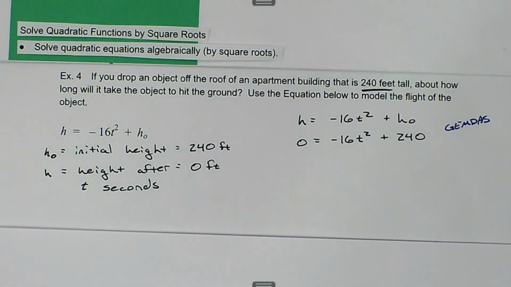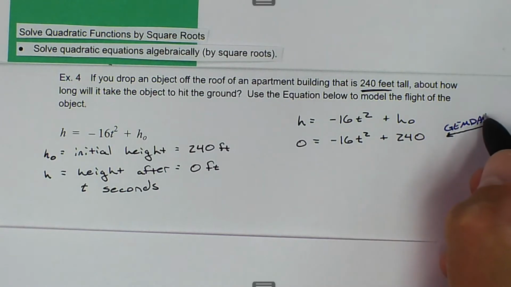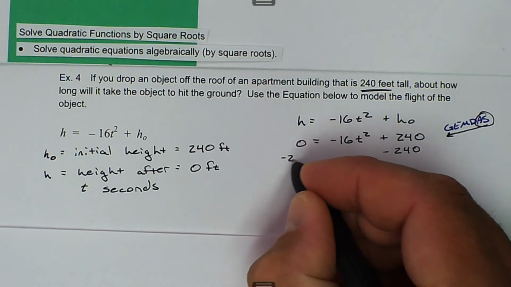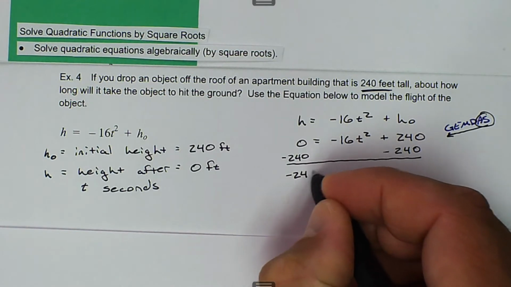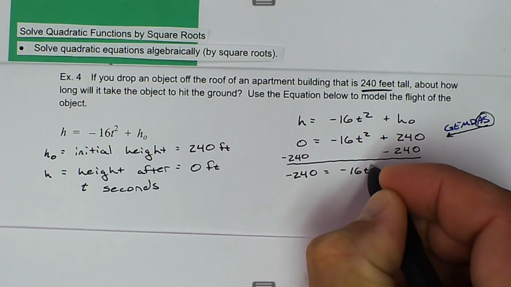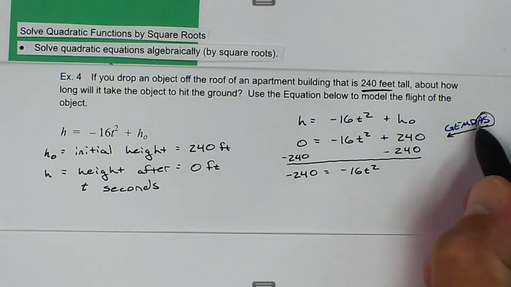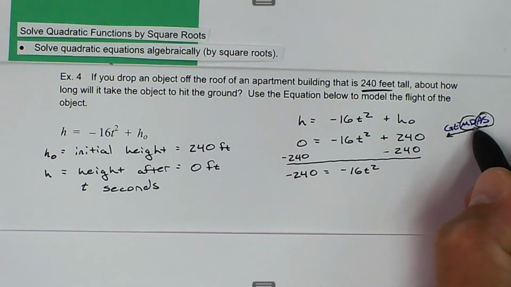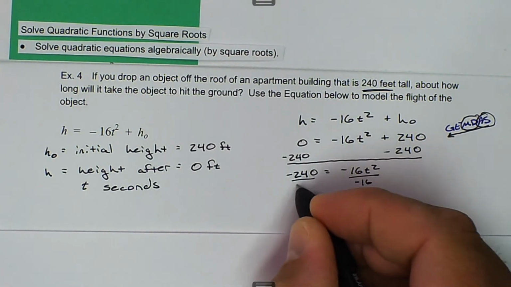And whenever we solve using GEMDES, we always start at addition and subtraction and work our way to groups. So do we have any addition and subtraction? We do. So I'm going to subtract 240 and subtract 240. And then we get negative 240 equals negative 16 t squared. And then we look back at GEMDES and we see that we have negative 16 multiplied by t squared. So in order to undo multiplication, we have to divide. So we're going to divide by negative 16.